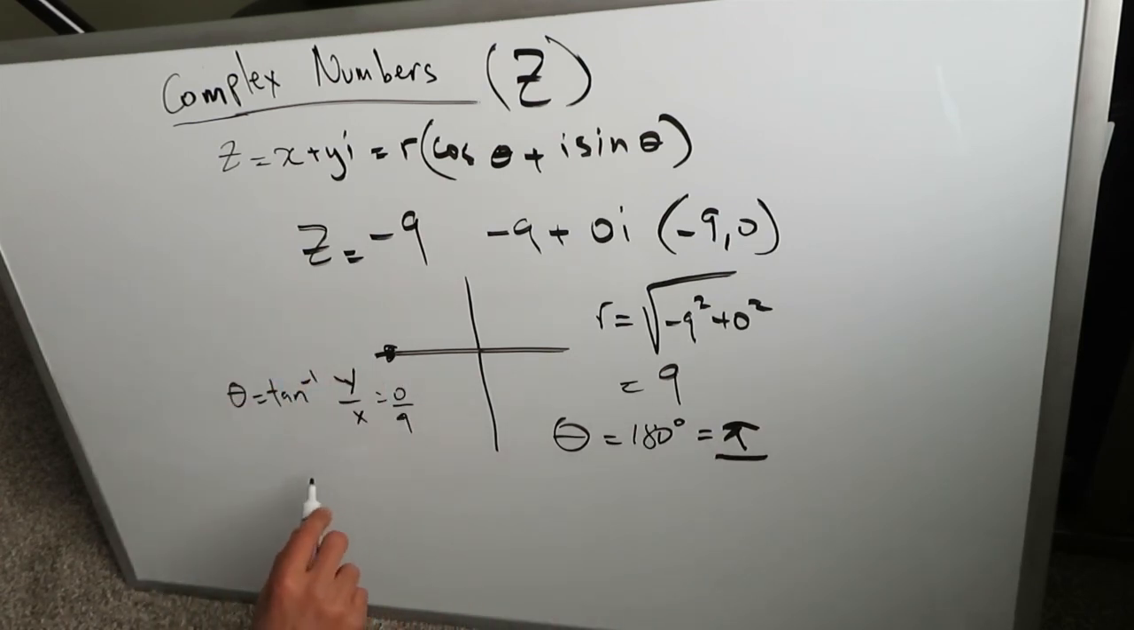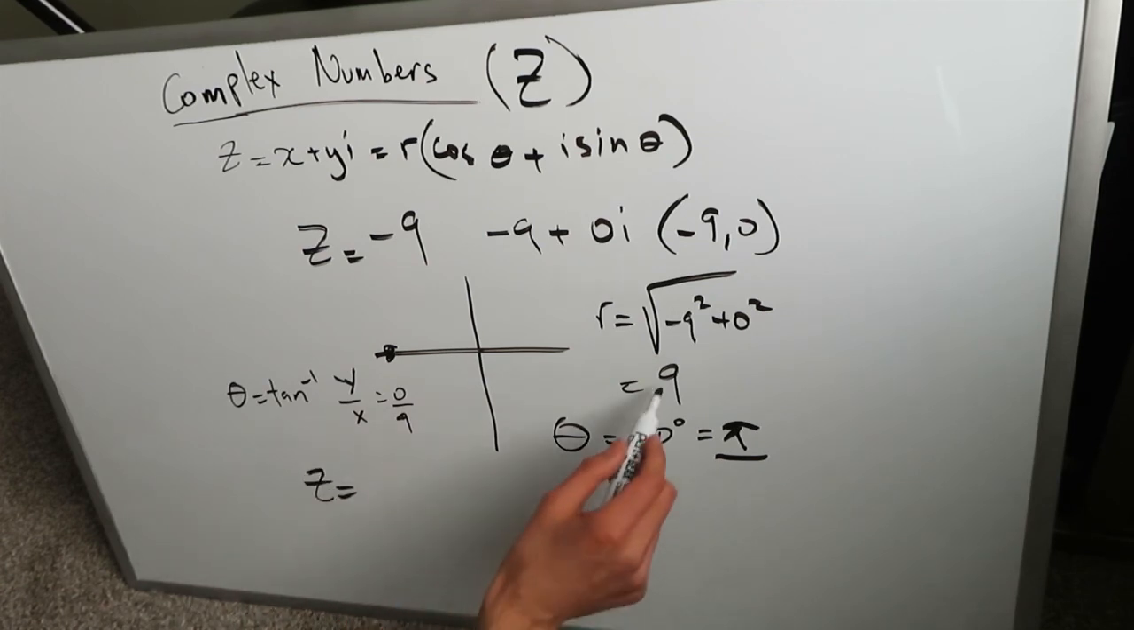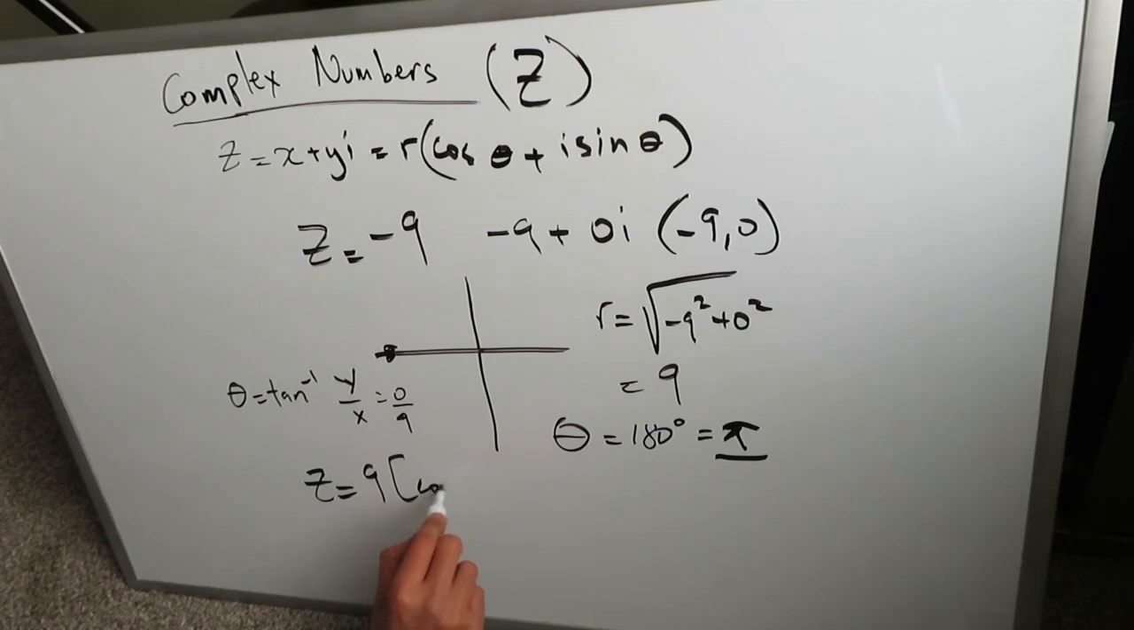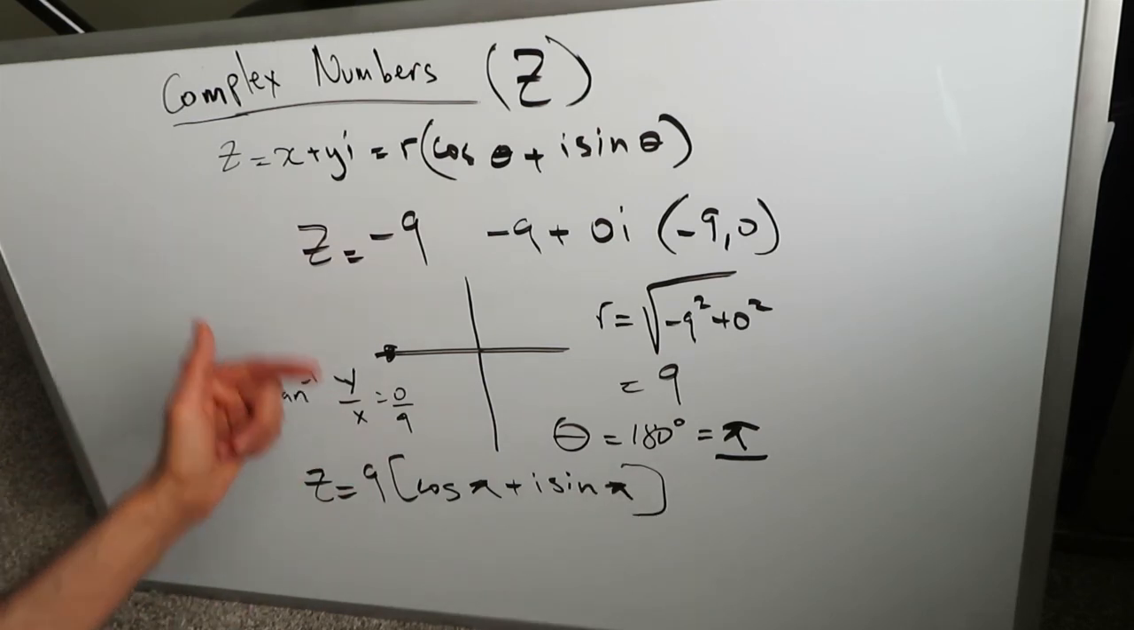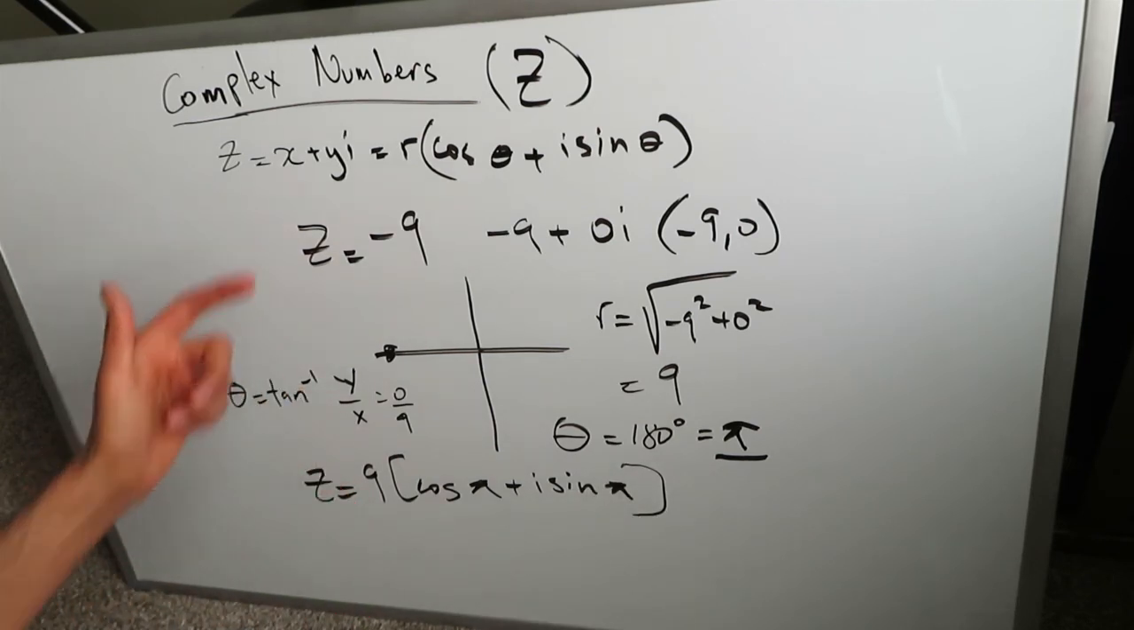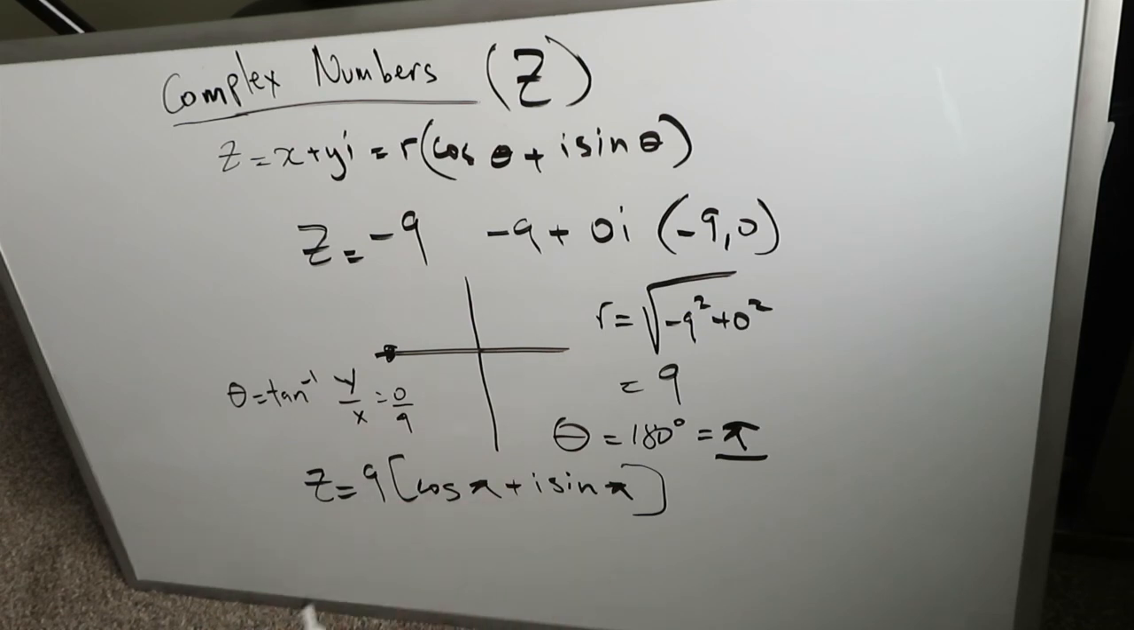Last step is to write this all in the polar form. Your polar form will be, you can say z is equal to r, which is 9. And then you do cosine pi plus I sine pi. You can go from the complex form to the polar form, and you can go from the polar form back to the complex form simply by opening this up. Let's open this up. You'll get 9 times cosine of pi. 180 cosine is always minus 1. Plus sine of 180 is 0i. Open this up. You get minus 9 plus 0i, which is the same thing as saying minus 9.